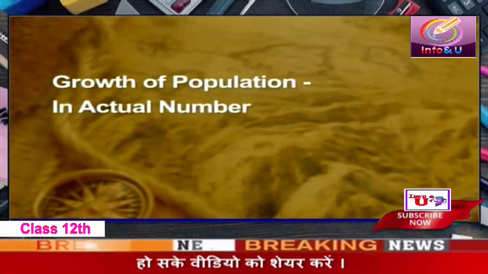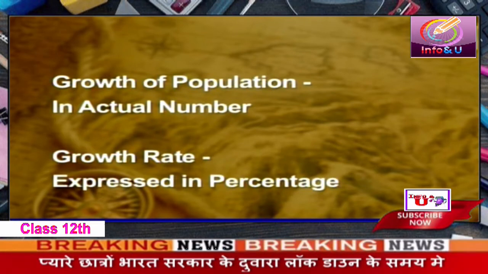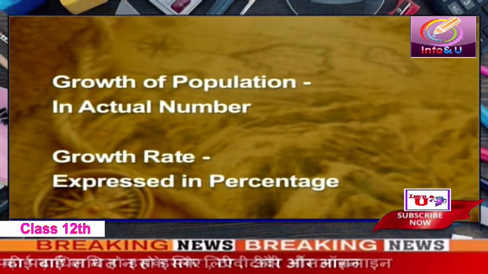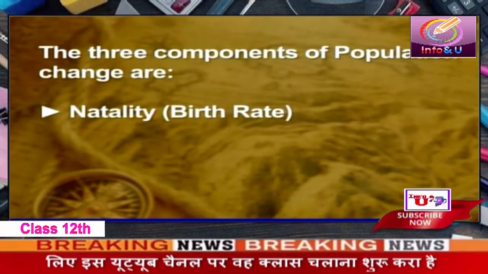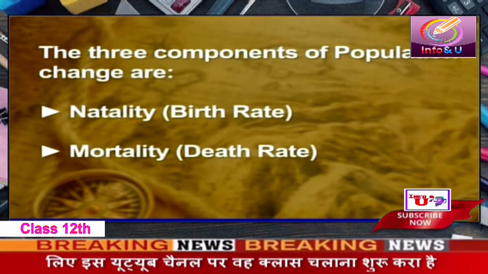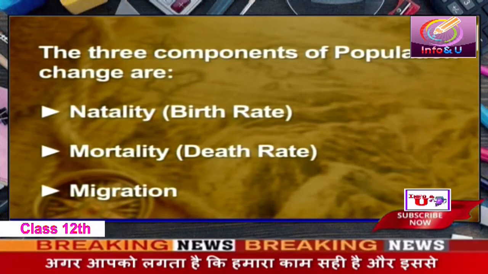If we calculate the population growth numerically, in actual numbers, it is population growth. And if we express it in terms of percentage, it will be the growth rate. Growth of population is in actual numbers and growth rate is always expressed in percentage. Now, the three components of population change are natality, that is birth rate, mortality, that is death rate, and migration.